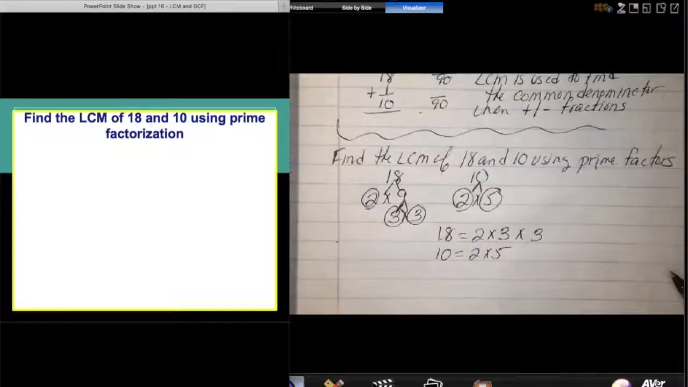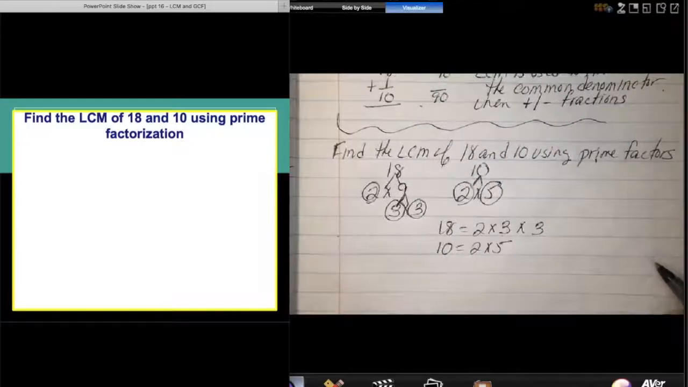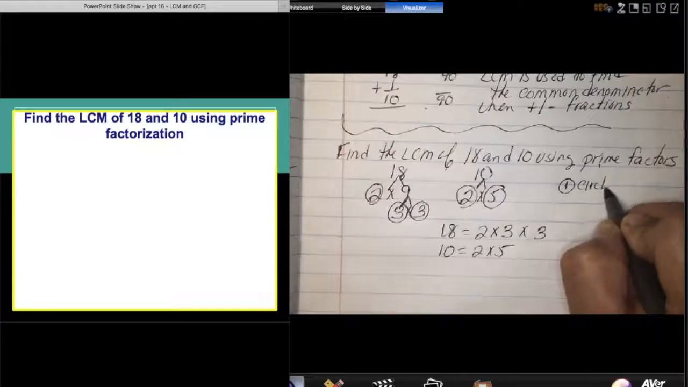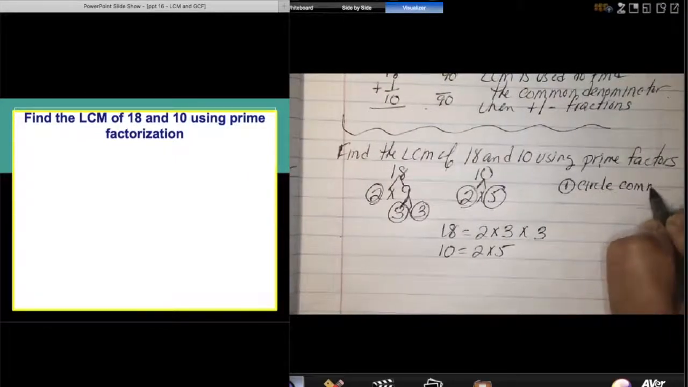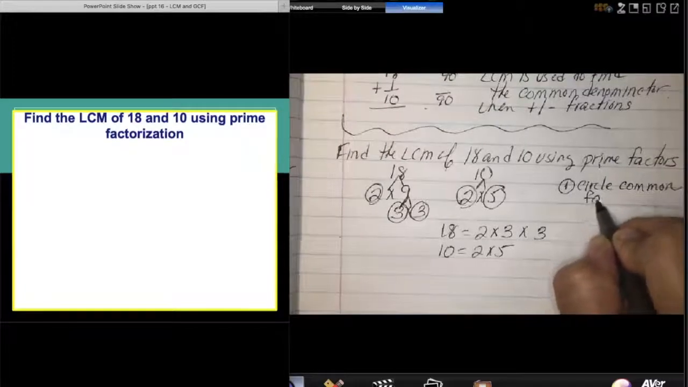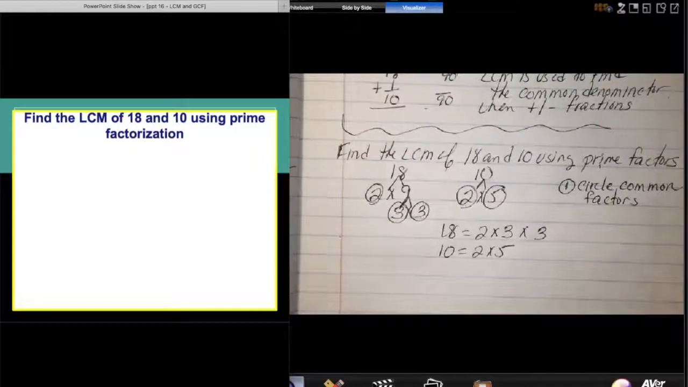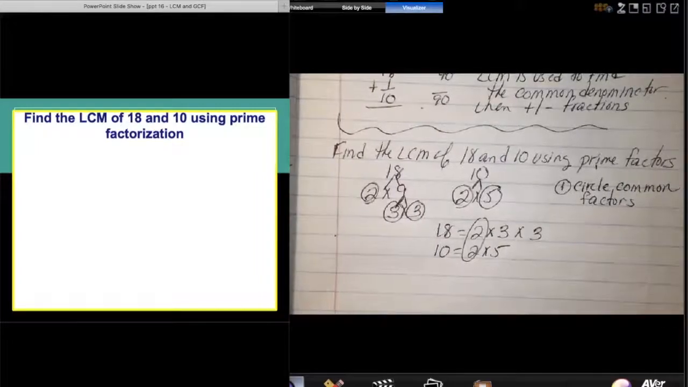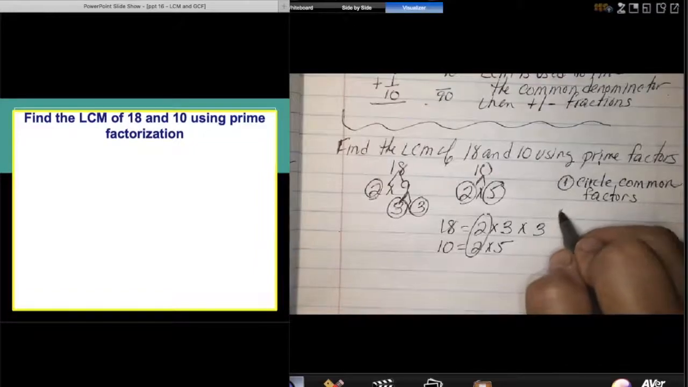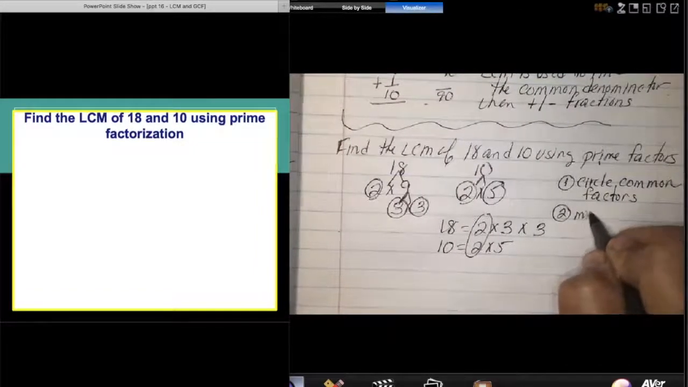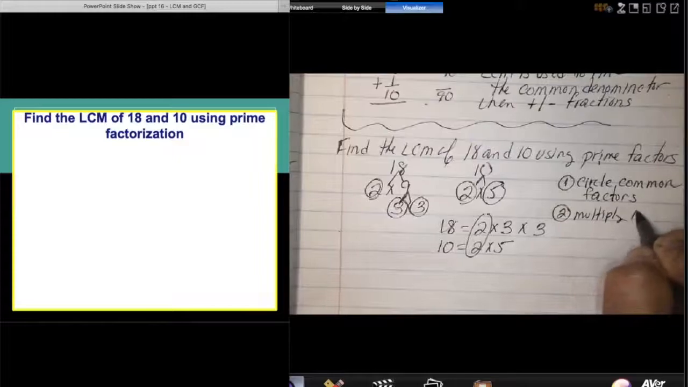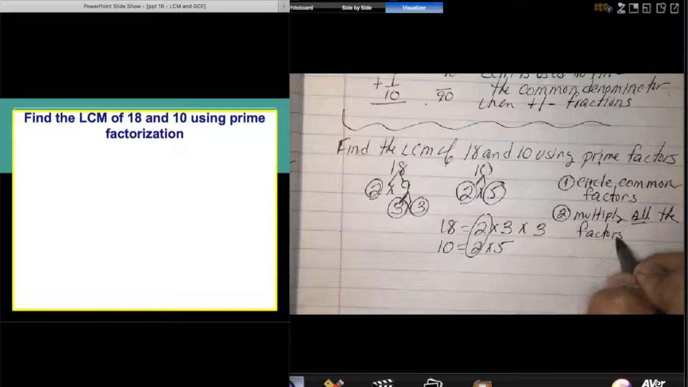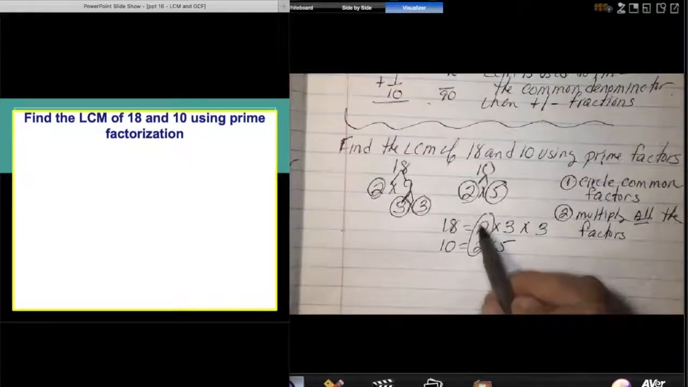Okay. In order to find the LCM using prime factorization, what we're going to do is circle the common prime factors in both. So I notice that they both share a 2, and that's it. Okay. Now we're going to multiply all the factors, including the one that we circled.